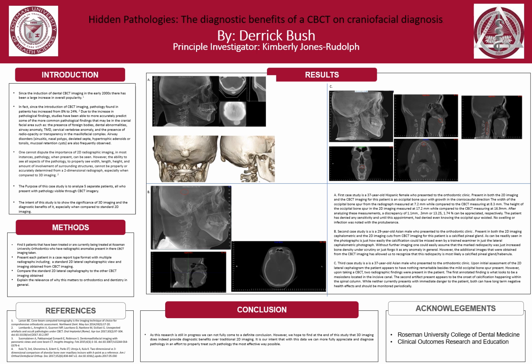So really the purpose of this study is to analyze certain pathologies or certain anomalies found in certain patients and just see if there is a discrepancy between two-dimensional imaging and three-dimensional imaging. And so kind of how we went about this, the methods of this study, was we're going to find 5 patients that have been treated or are currently being treated at Roseman University Orthodontics, who, after taking our CBCT, have a radiographic anomaly.